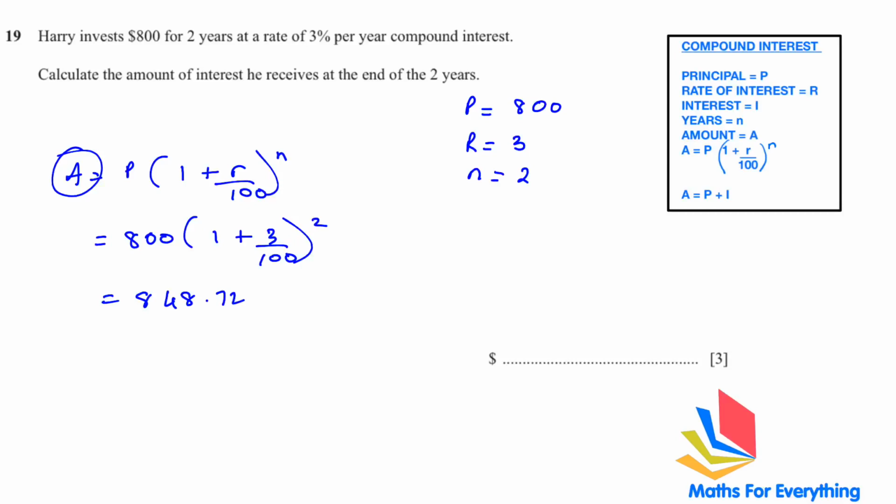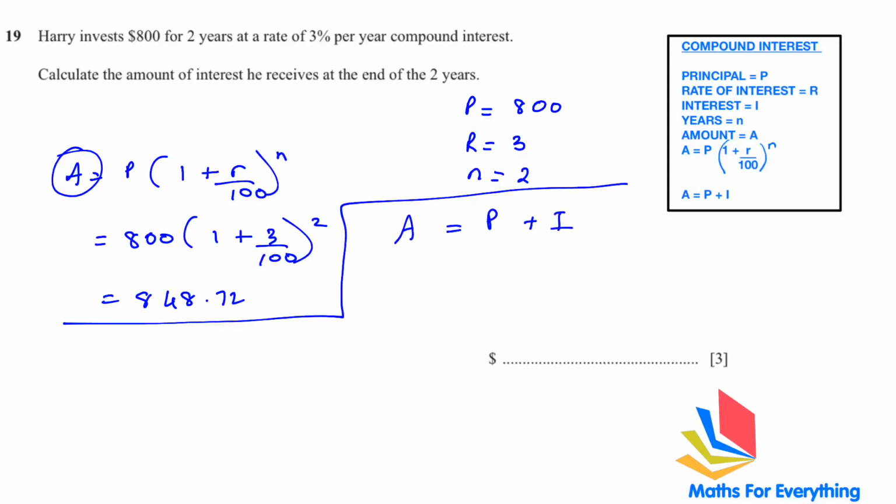We need to find the interest. To find the interest, if you have the amount, we use the formula amount is equal to P plus I. If we move the P to this side, it will be A minus P is equal to I. What is your A? Amount, which is 848.72. Your principal was 800. Subtract these two and you are going to get your interest. That is 48.72.